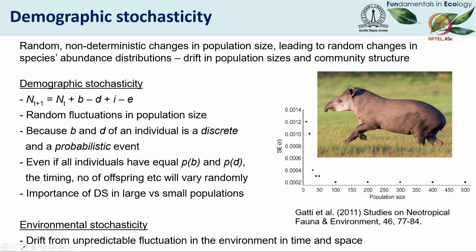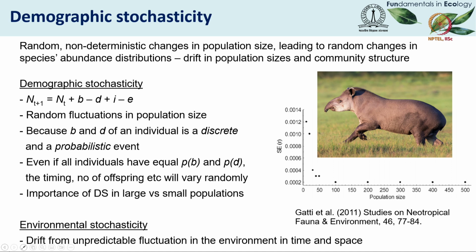Because that variation is there, you can have random changes in population size arising from whether an individual is born or dies or immigrates or emigrates. And demographic stochasticity is a very important force in small populations, because small random fluctuations in births and deaths in small populations can actually cause population size to go below a minimum viable population size, leading to extinction.